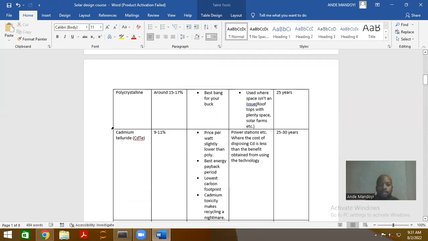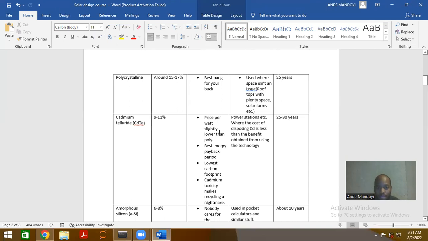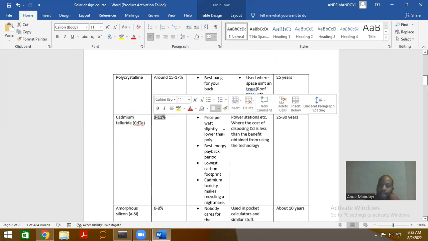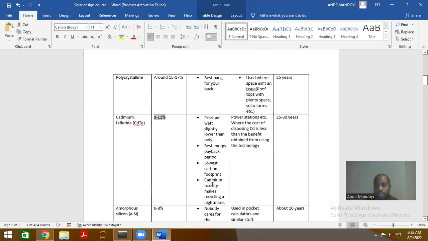And then we look on to something a little more novel. Well, it's not necessarily novel, but it does have complications, and that's cadmium telluride. These will have an efficiency of about 9 to 11%. The price per watt is slightly lower than polycrystalline. So this is gonna give you actually better bang for your buck, right? Wrong. You'll see just now why this is actually more expensive in its lifespan than polycrystalline. It has the best energy payback period and lowest carbon footprint, but the toxicity of cadmium makes it very difficult and very expensive to recycle. And that's the number one reason why residential and probably industrial users will not even consider this, because efficiency figures are low, and the toxicity of cadmium and the costs associated with that just don't make it worth it.